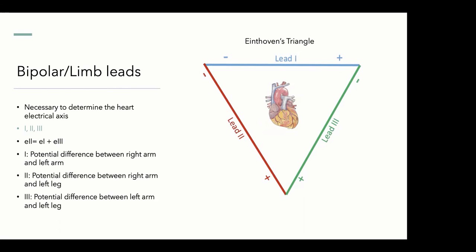And how will we measure that potential difference? In lead 1, the potential difference will be between the right arm and the left arm. In lead 2, it will be between the right arm and the left leg, while in lead 3 it will be the difference between the left arm and the left leg. This is very important to know, especially for physiology students, because this is something you need to understand in order to visualize how the leads can capture the ECG and the heart electrical movement.